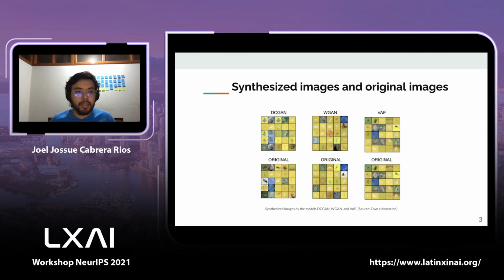In this work, we study the usefulness of three neural network generative models to synthesize pest insect images for augmenting the training set and thus facilitate the induction of insect detector models. The models used were the conditional deep convolutional generative adversarial network, Wasserstein generative adversarial network, and variational autoencoder.